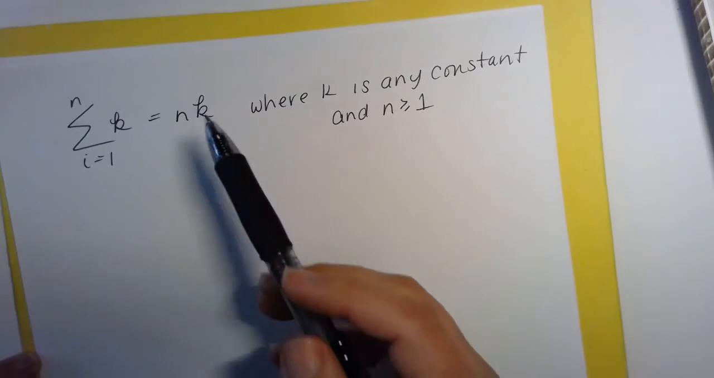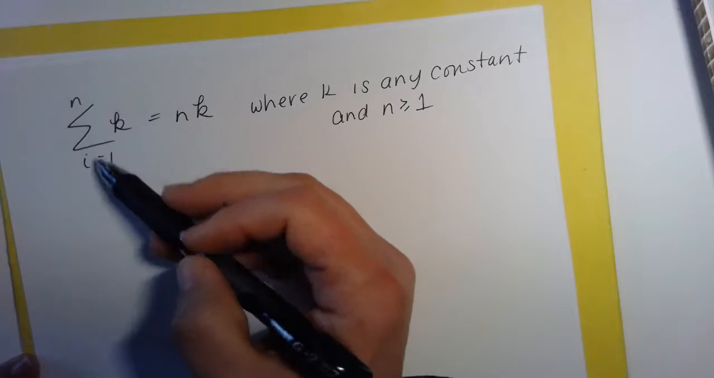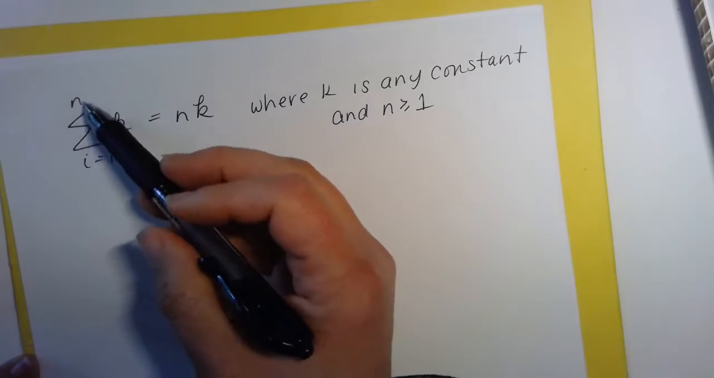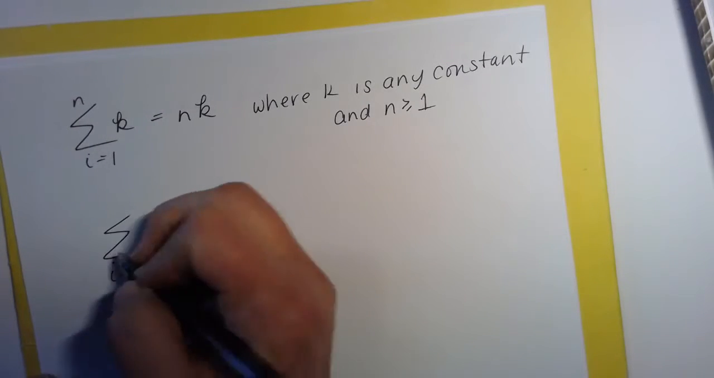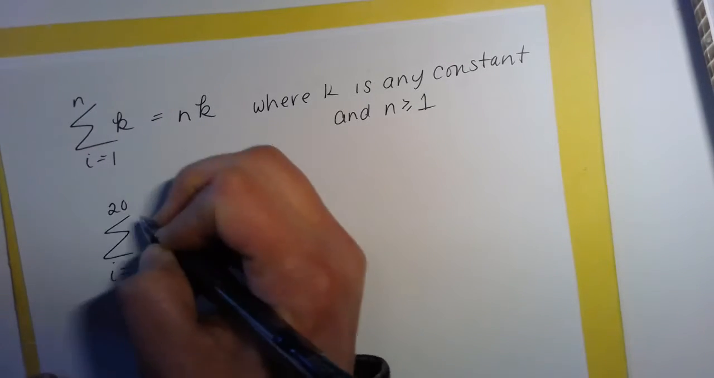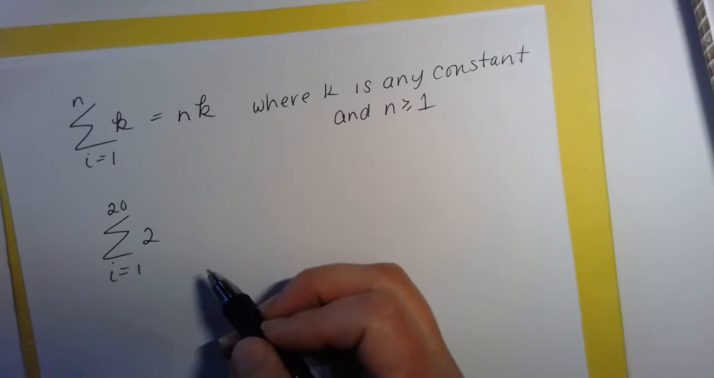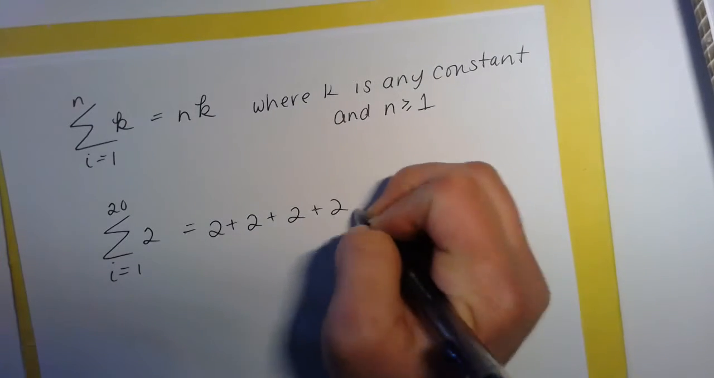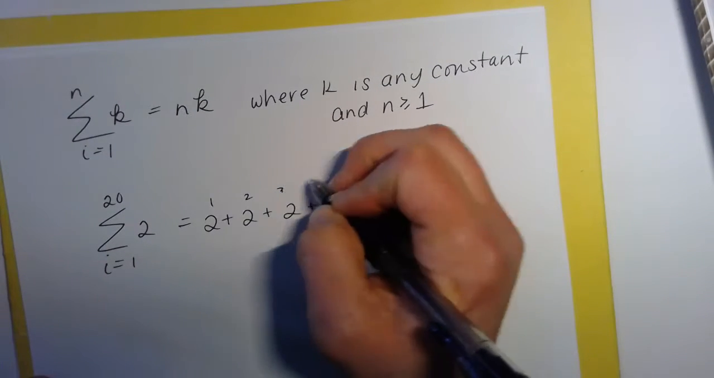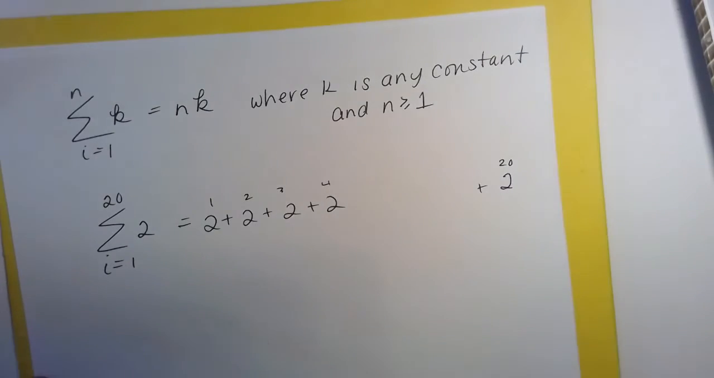Now, what this means is basically the sum of a constant. So k is a constant, and of course n has to be bigger than or equal to this. An example would be i equals 1 to 20, and then I have basically 2. So 2 is a constant, and there's no place for me to put my i. So this really means I have 2 plus 2 plus 2 plus 2, the first, the second, the third, the fourth.